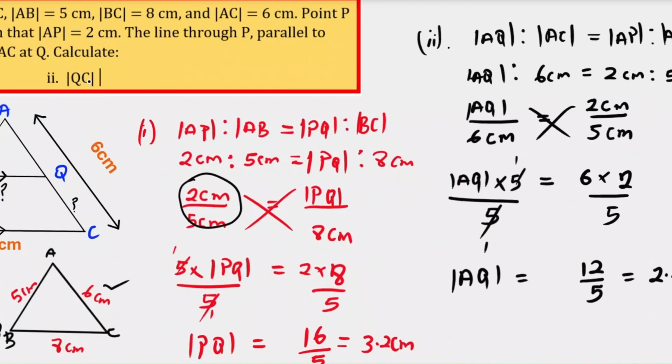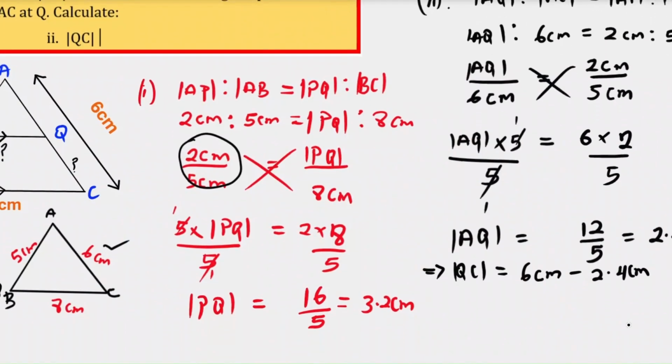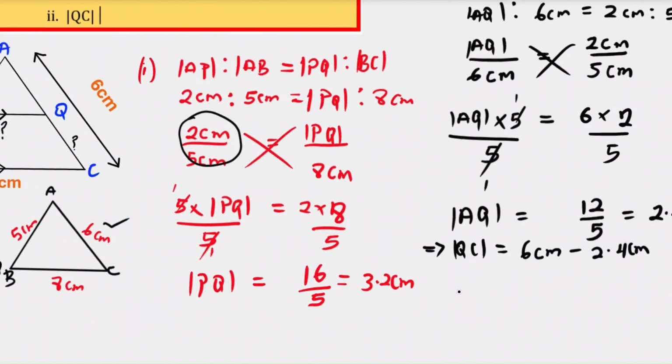So like I said, we are not done. We are looking for QC, which is this side. We have to subtract AQ from 6 centimeters. So let's do that here. So this implies that QC is equal to 6 centimeters minus 2.4 centimeters. So when you do the subtraction, you're going to get QC to be equal to 3.6 centimeters. So that is how we can find QC.